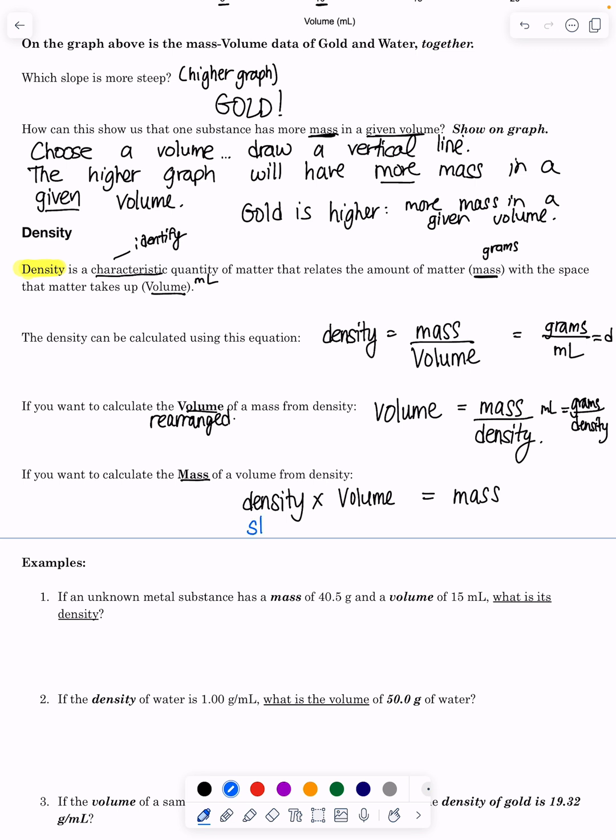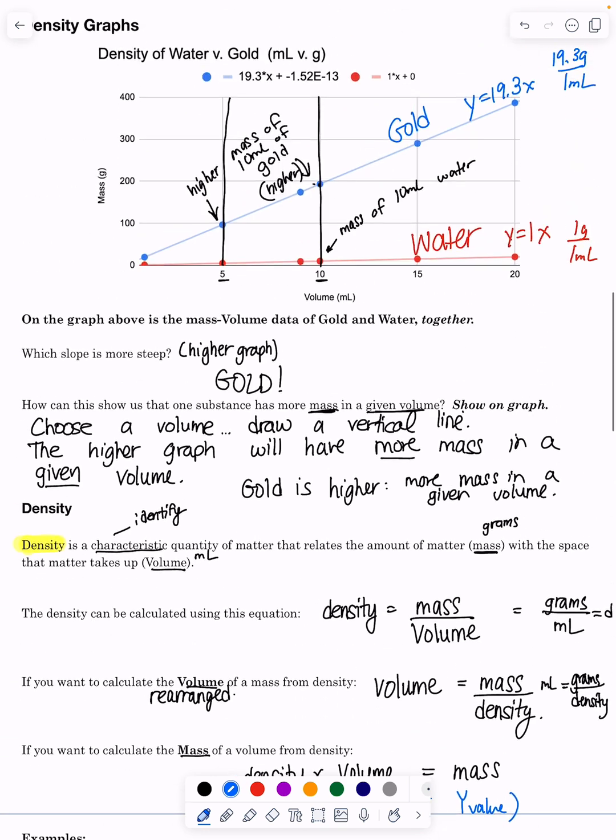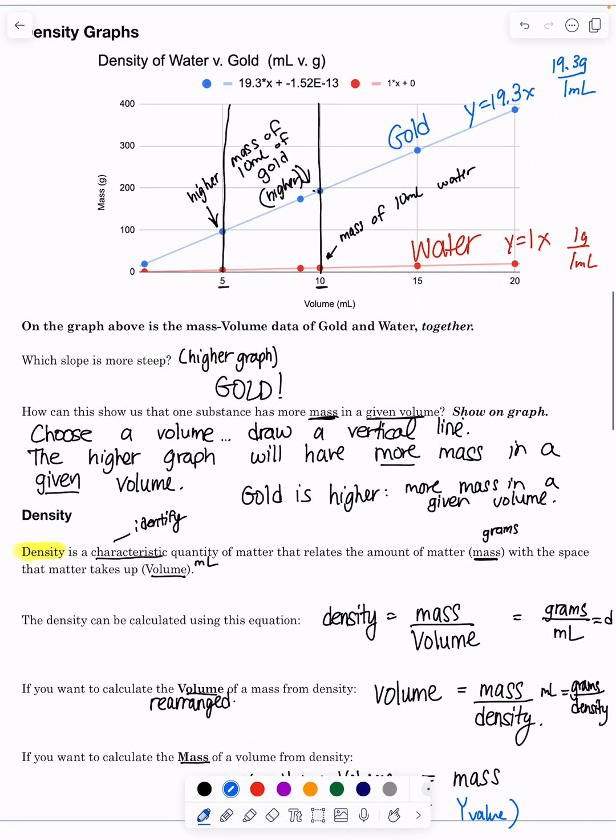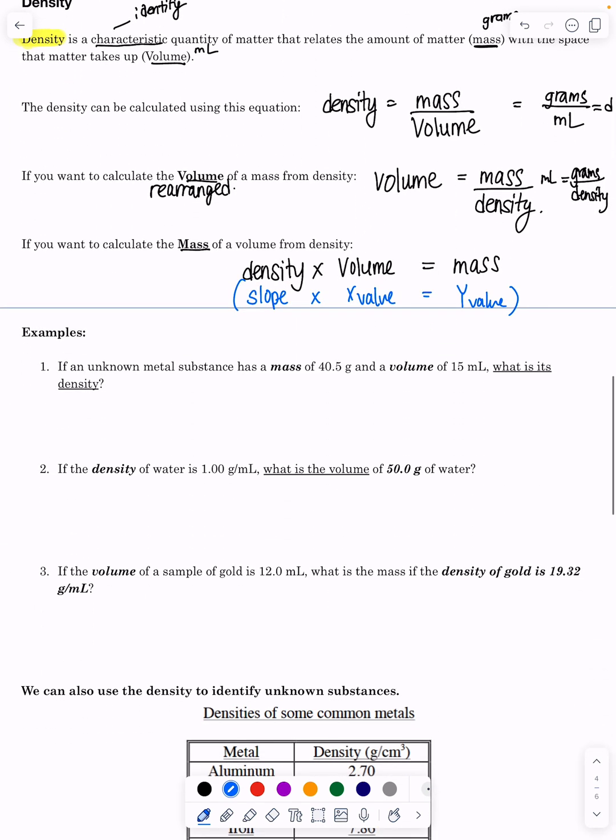Remember, density was like our slope. Our volume was our x value. That gives us our y value of mass. That's where this came from. So if I take my slope, which is my density, and I multiply it by an x value, I'll get a y value. So for example, if I take my slope, which for this one is 19.3, and multiply it by an x value, which is 20, so if I do 19.3 times 20, I get my y value, which is close to 400.